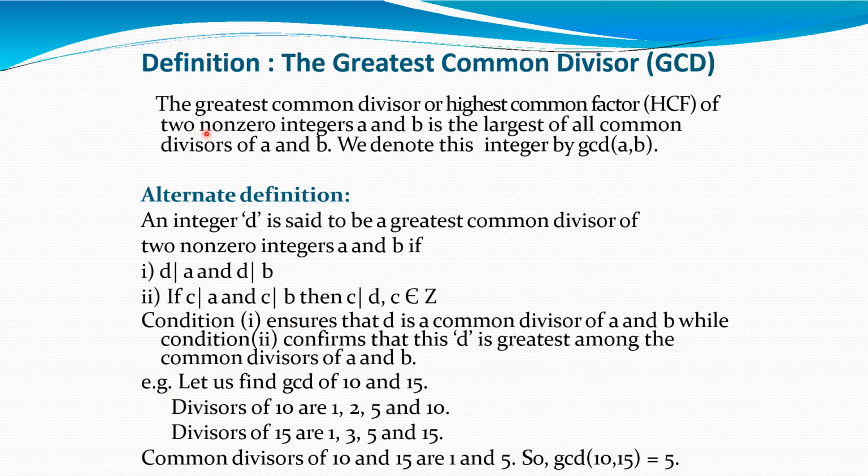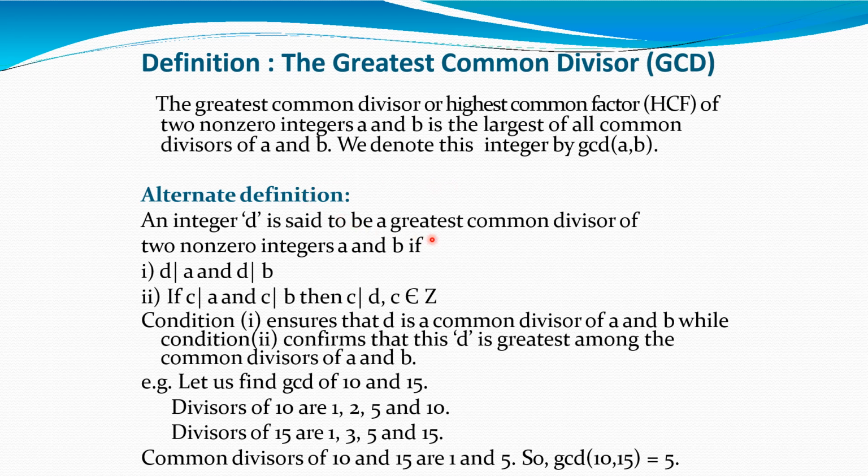Now the greatest common divisor or highest common factor, HCF, of two non-zero integers a and b is the largest of all common divisors of a and b. We denote this GCD of two integers by the symbol GCD(a, b). Now what is the alternate definition?